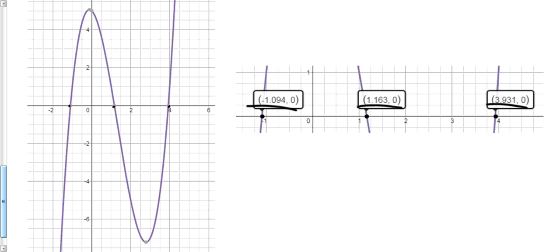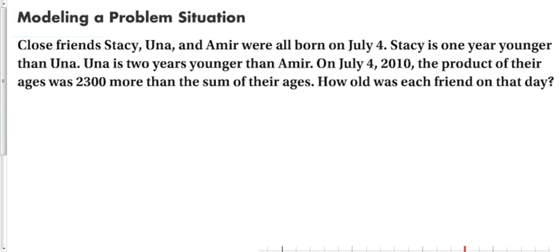So, like I said, most of the time in class or on a quiz or on a test, we're going to be dealing with problems that can actually factor. But let's look at one that you actually do have to graph. So, close friends, Stacy, Una, and Amir were all born on July 4th. Stacy is 1 year younger than Una. Una is 2 years younger than Amir. On July 4th, 2010, the product of their ages was 2,300 more than the sum of their ages.